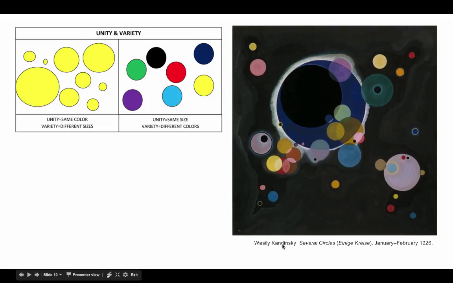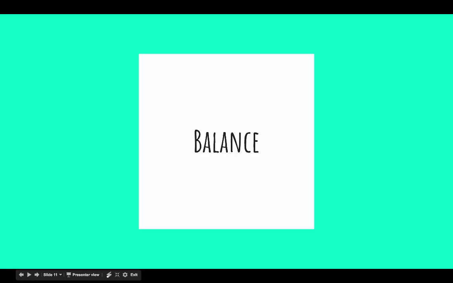And Kandinsky here was able to get away with using a bunch of different colors and sizes because the fact that they're all circles really brings everything together, and that unifies this composition in our eyes as the viewer.